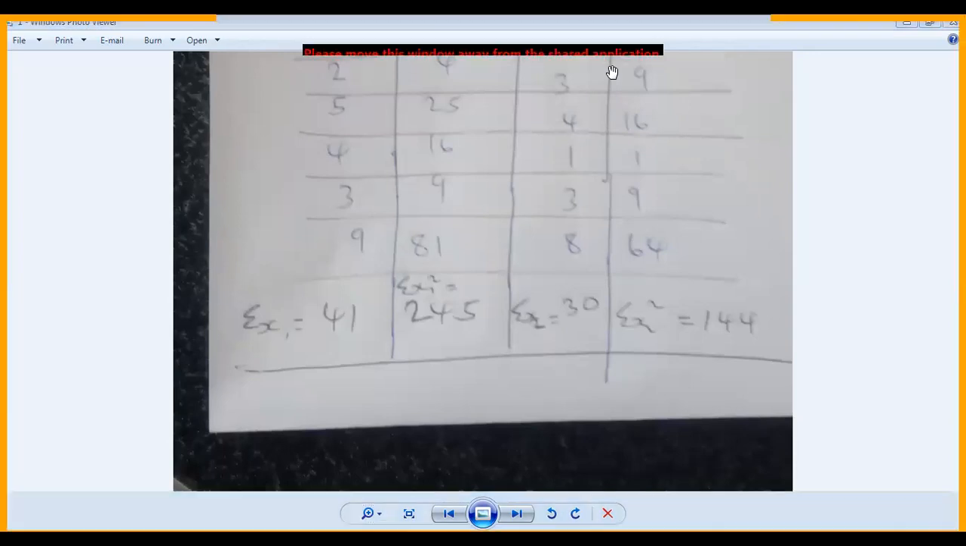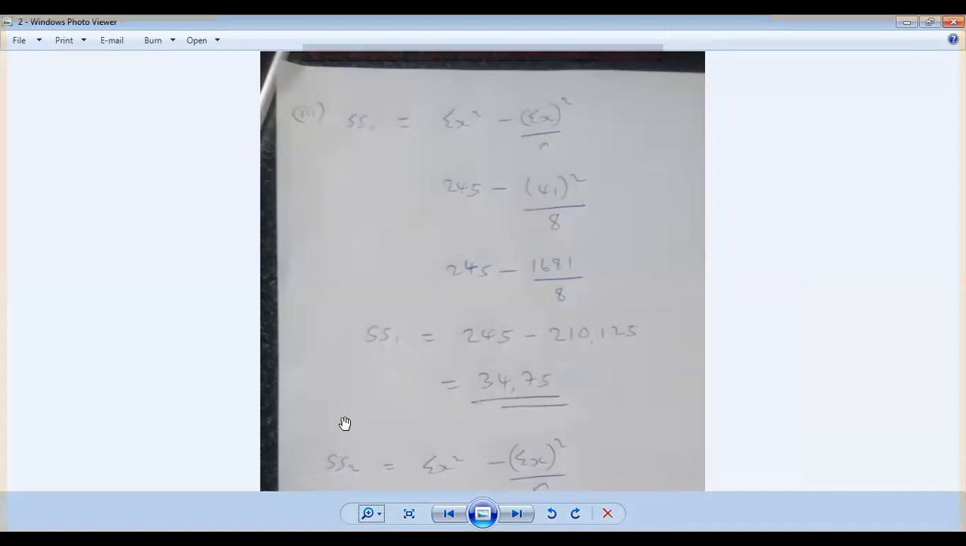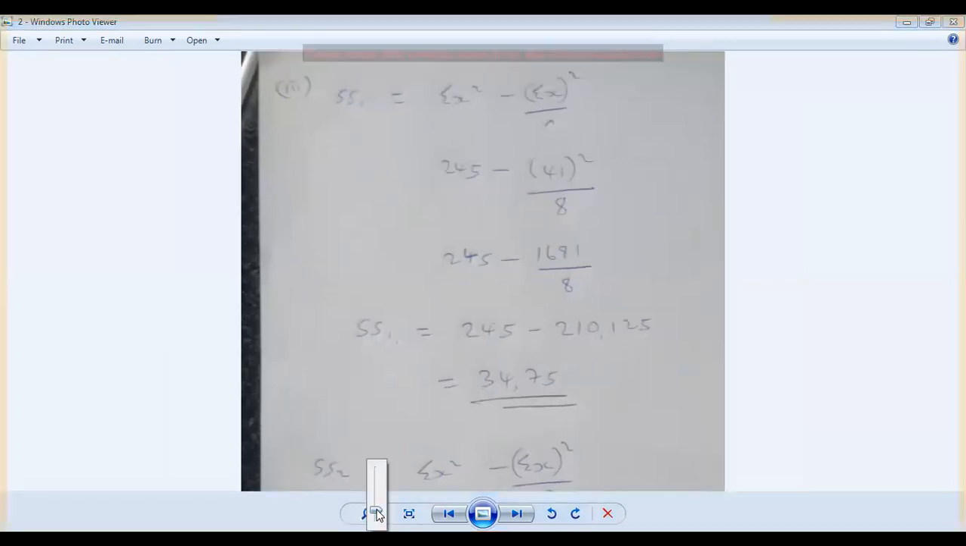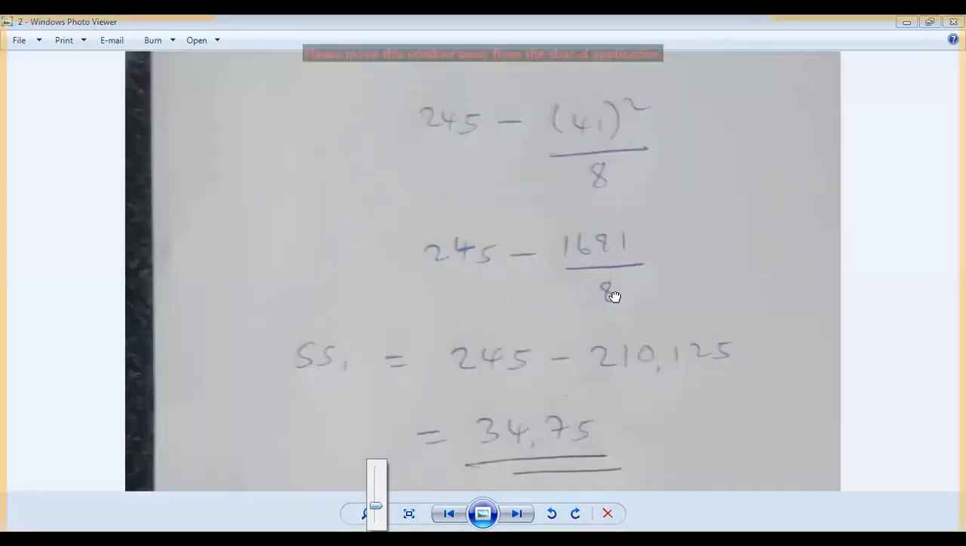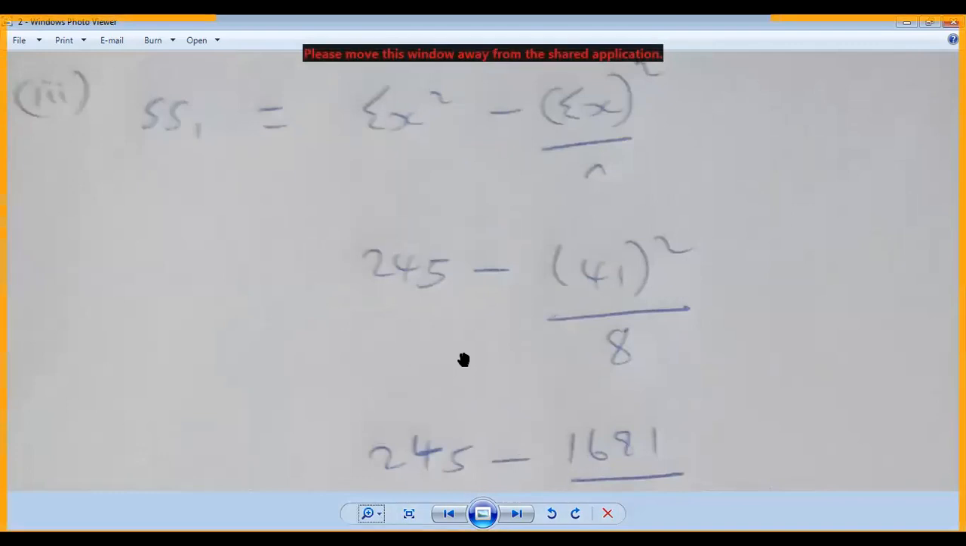In this next step, we are calculating the sum of scores for the two groups. Sum of scores 1, which is SS1, is equal to summation of x squared minus summation of x bracket squared. And there we are, summation of x squared. If you are following, you can also check there.